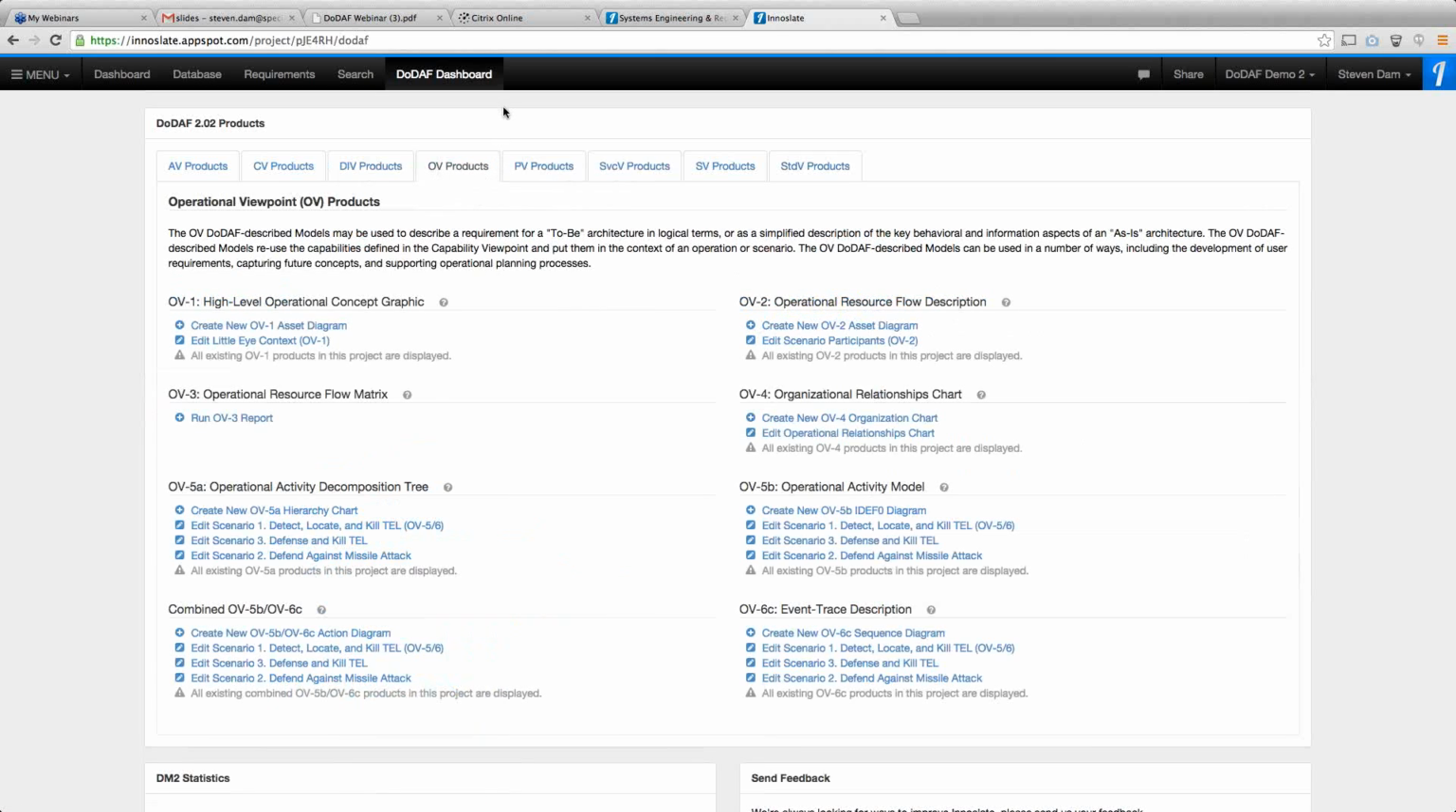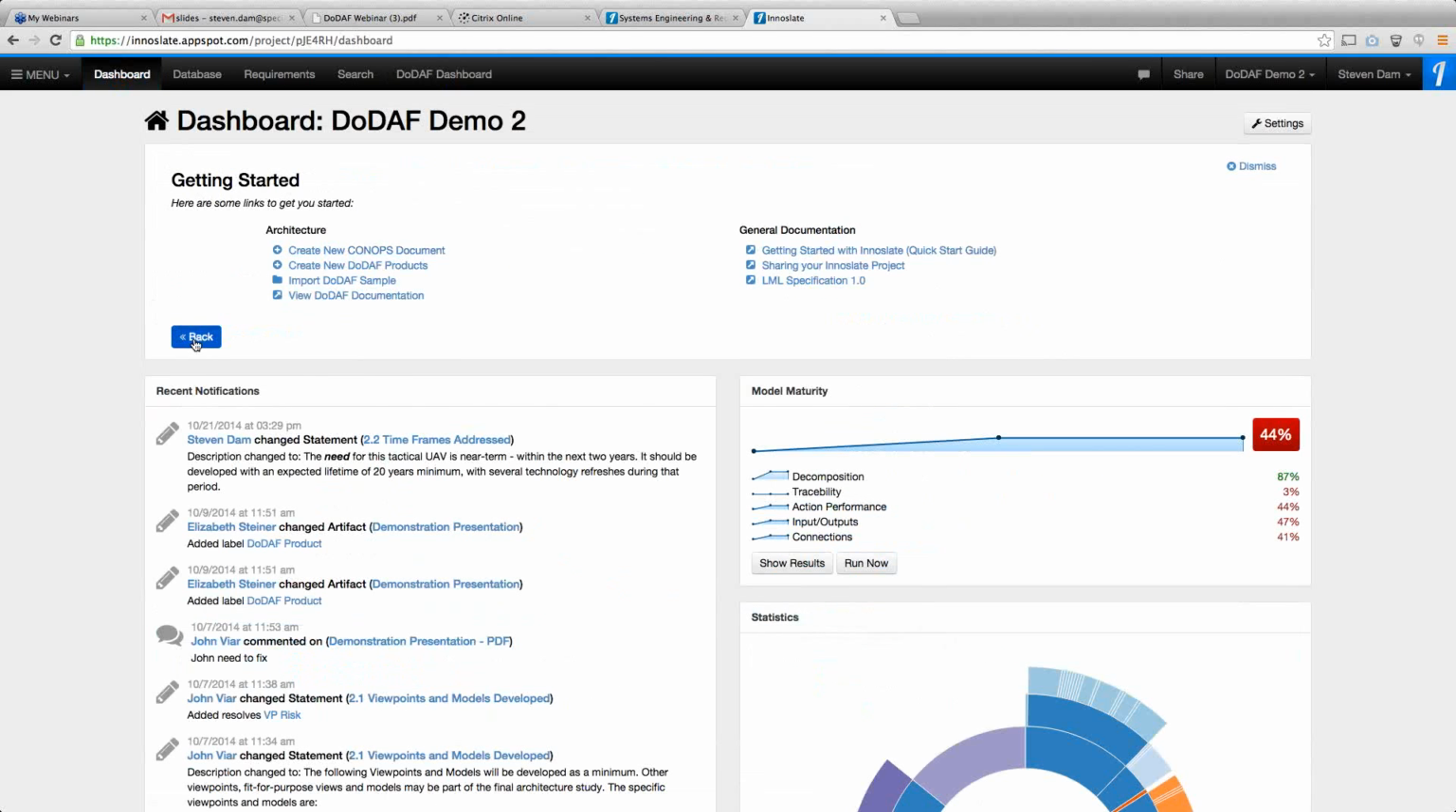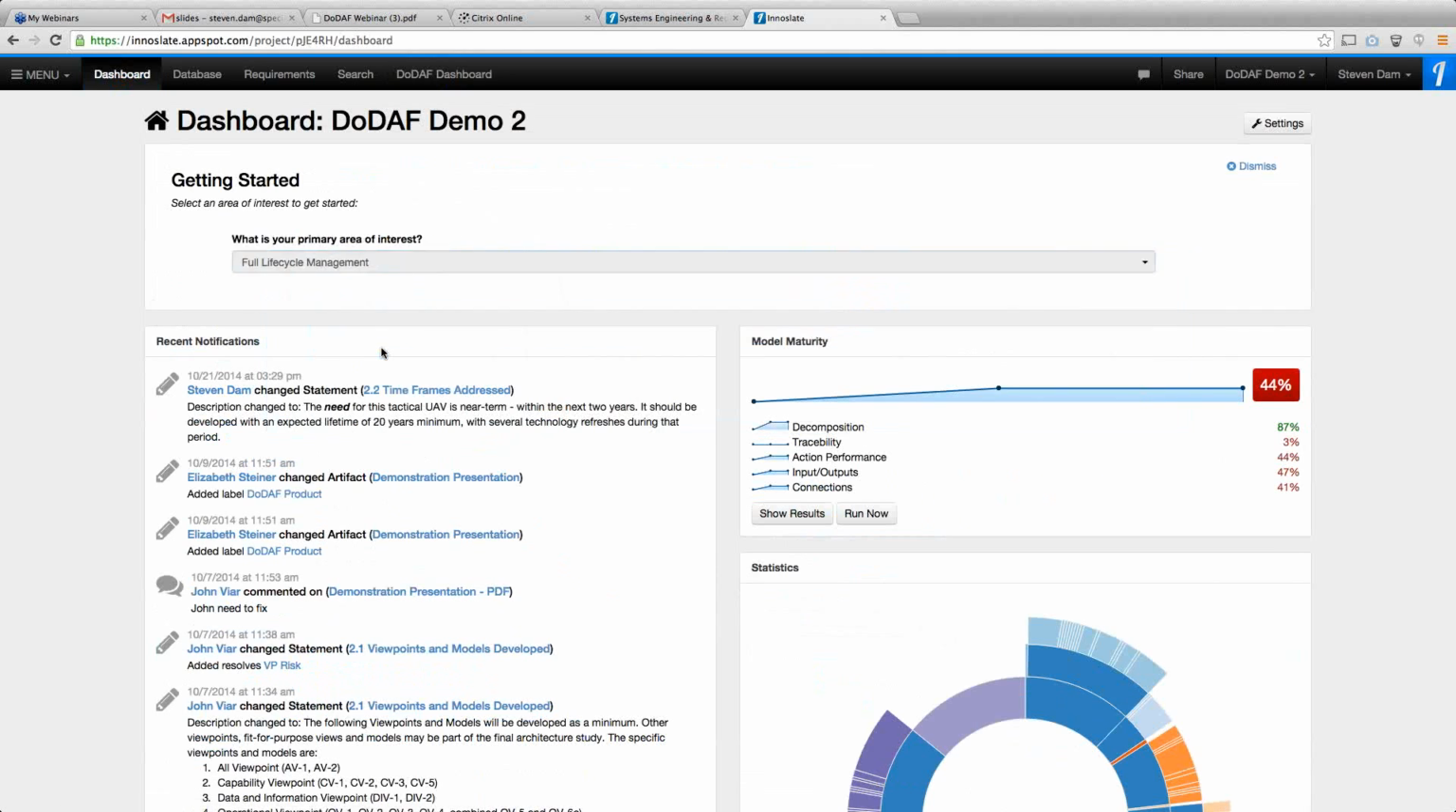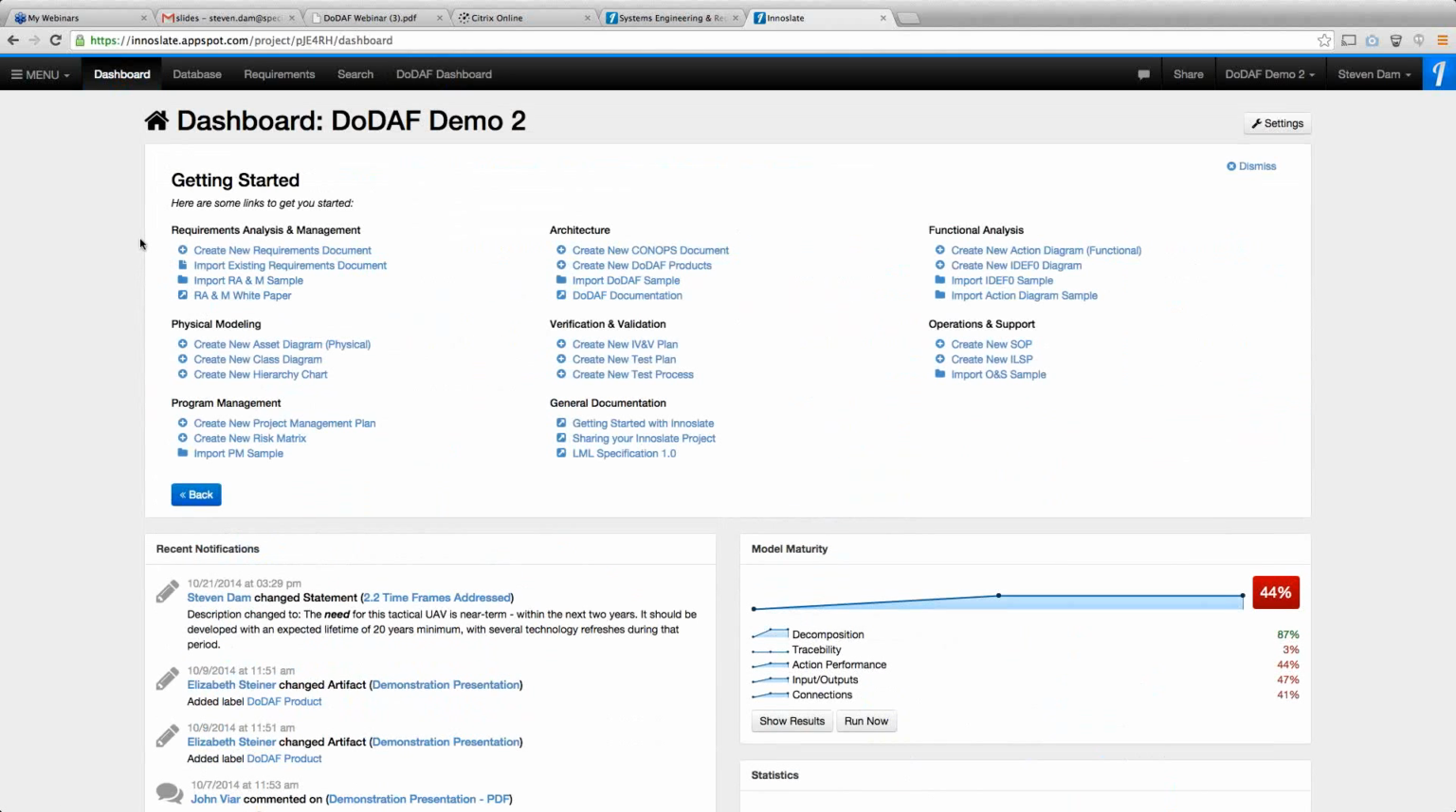There's so much more to explore in the tool, though, because it's designed to help you support the entire life cycle. So if you go back here, and we select the full lifecycle management, we can do what we just did in architecture for all the different phases, including a requirements tool. We have a fully functioning requirements capability and tool, including quality checking of requirements. We have risk capability, risk matrices associated with it, create project plans, new SOPs, standard operating procedures, ISLPs, IB&D plans.